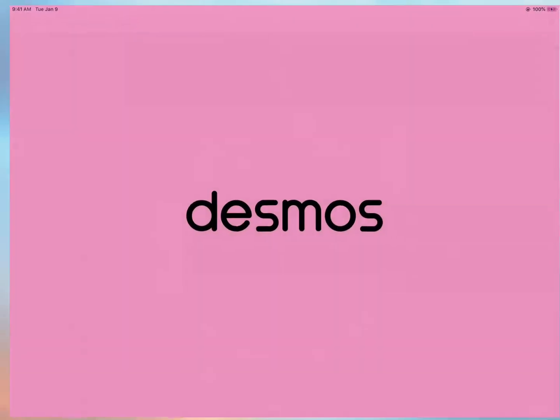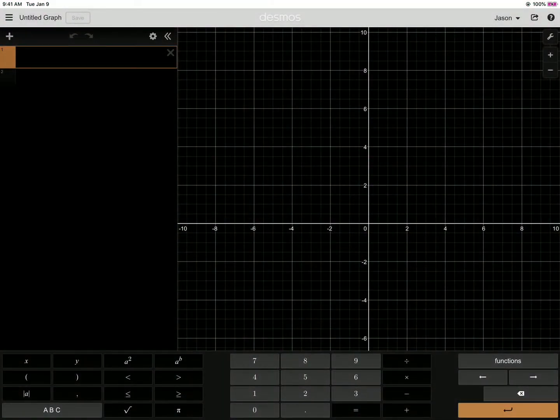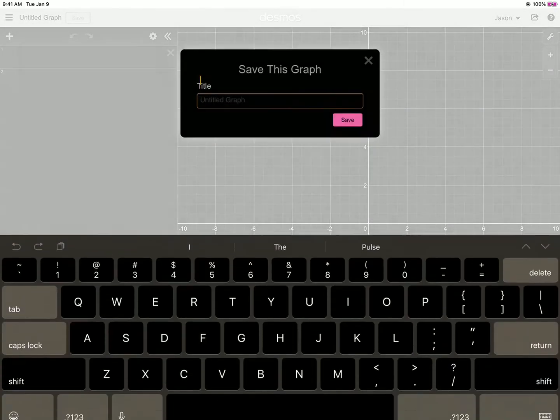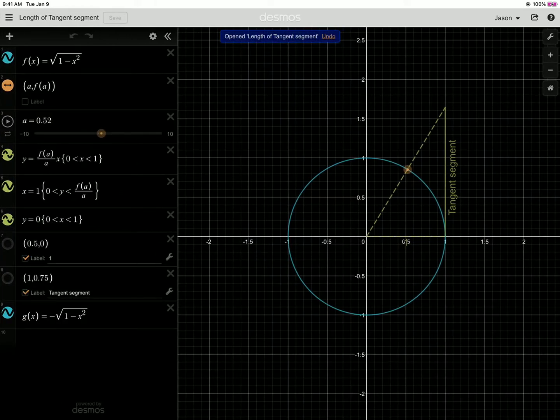So I made a little Desmos here for us to look at that. Hopefully it loads. Okay. Let's see here. I don't want to save that. I already have it. Okay, so here's the length of our tangent segment that I just made.